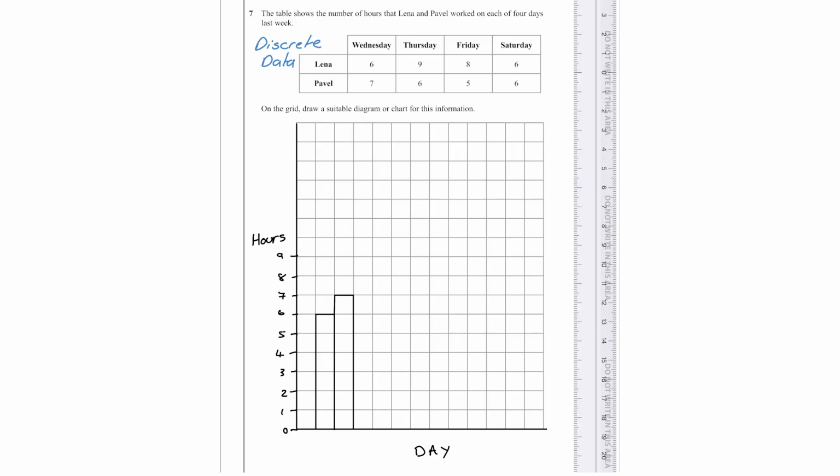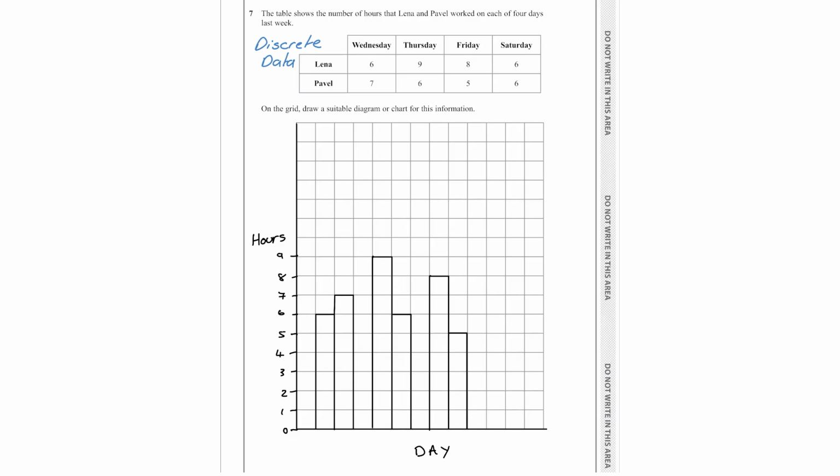So Thursday, Lena did 9 hours. So she's up here, isn't she? And Pavel did 6. And then Friday, Lena did 8 and Pavel did 5. Saturday, they both did 6. That'll be a bit easier, won't it?